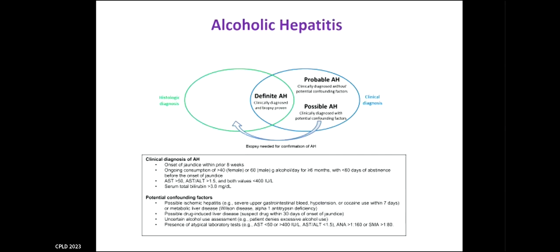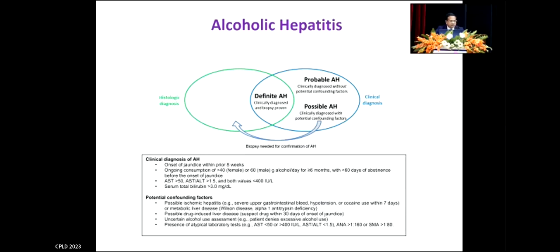So the clinical diagnosis of alcoholic hepatitis is onset of jaundice within the prior 8 weeks, ongoing consumption of alcohol more than 50 grams for females or more than 60 grams for males per day for more than 6 months, with less than 60 days of abstinence, AST more than 50, AST-ALT ratio more than 1.5, and both values less than 400, and a total bilirubin of more than 3.